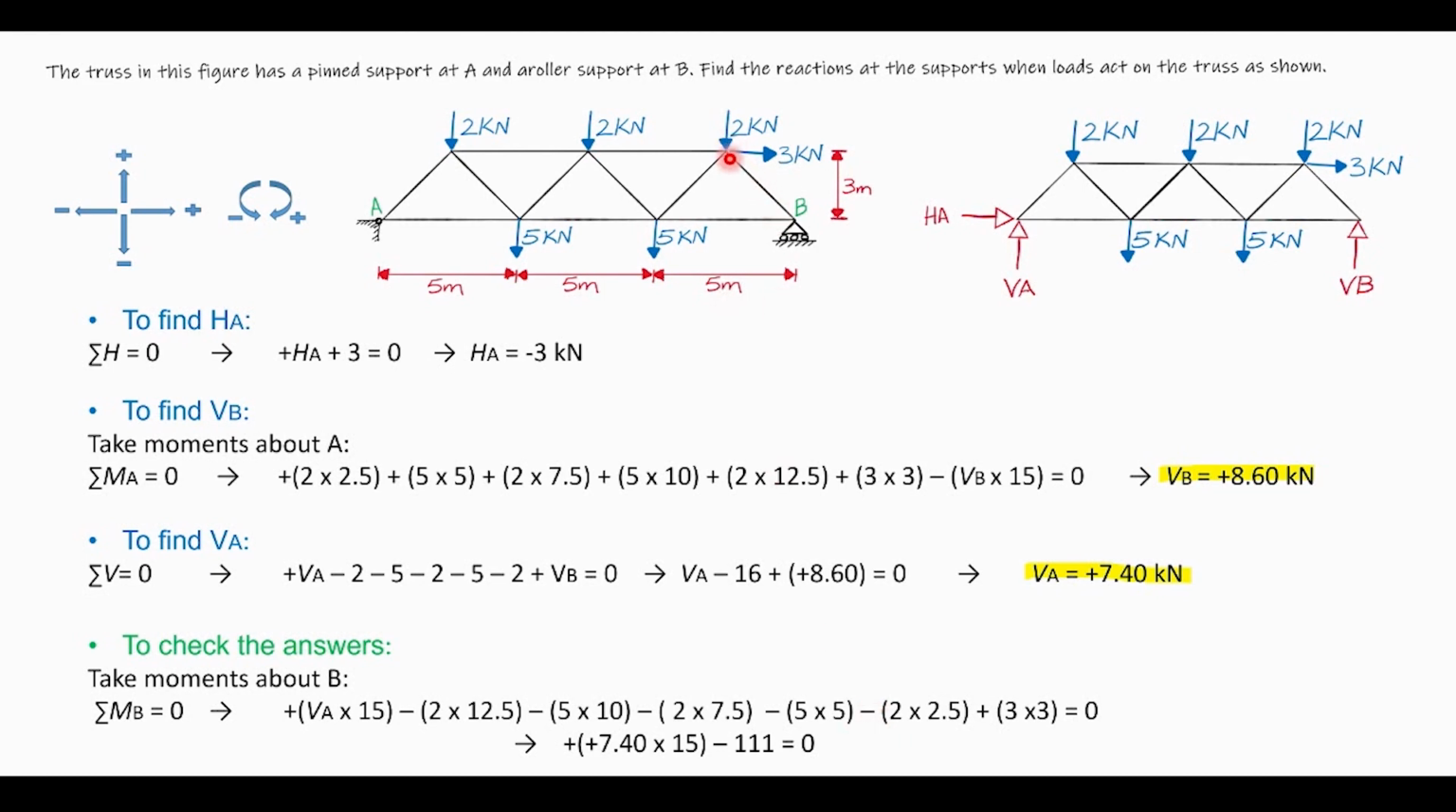minus this 2 kilonewton multiplied by the distance from this point to here, 2 multiplied by 2.5 meter, plus the 3 kilonewton acting clockwise, positive, multiplied by the height again, which is 3 meter. We have the value for VA, which is 7.40 kilonewton. We put it back here, multiplied by 15. If we put all these values into the calculator, it should give us 0. Now we could see that all our answers are correct.